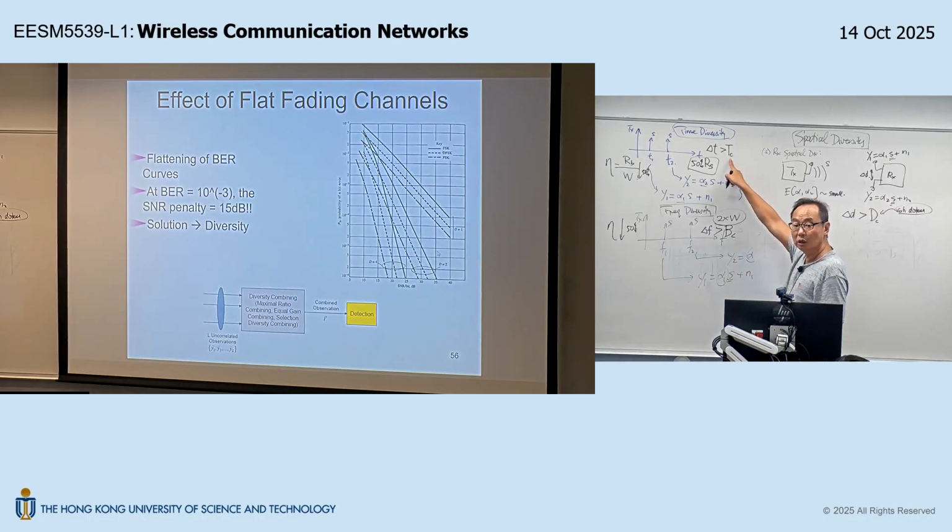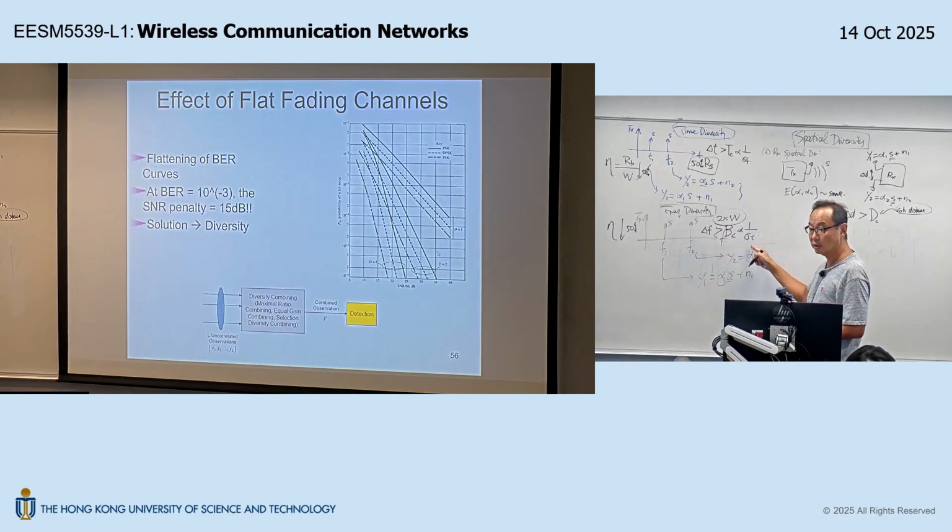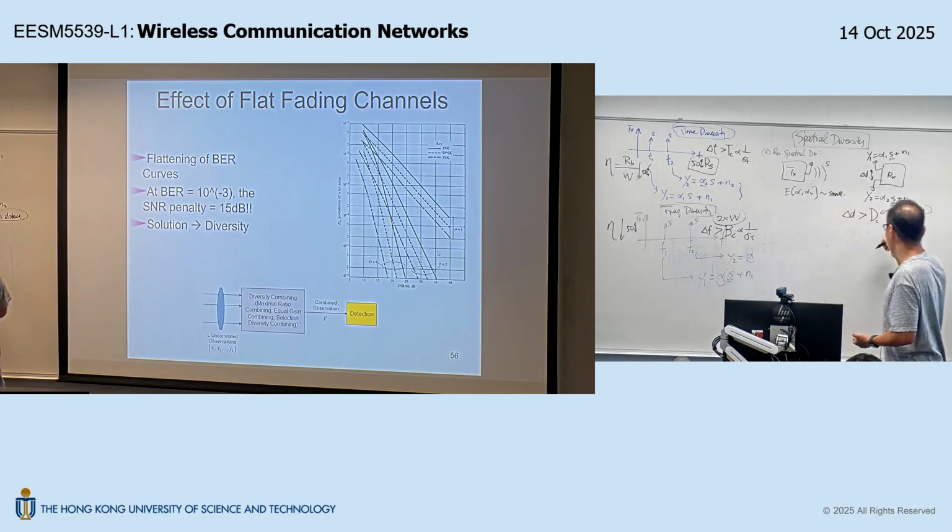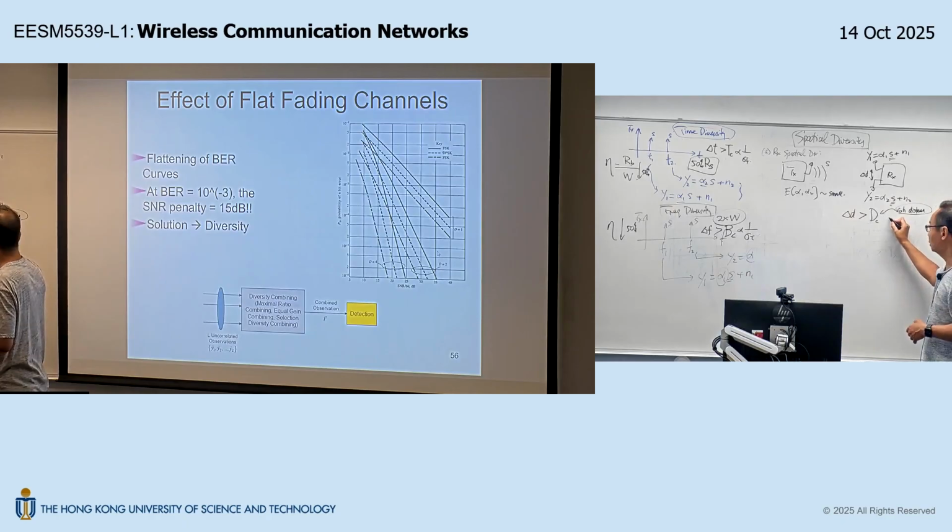In the time domain, coherence time is actually inversely proportional to the Doppler spread, right? Spread in frequency. In the frequency situation, coherence bandwidth is inversely proportional to the spread in what? Spread in delay spread, right? So here is the same pattern. The coherence distance is inversely proportional to the spread, but this time the spread is the angle spread.